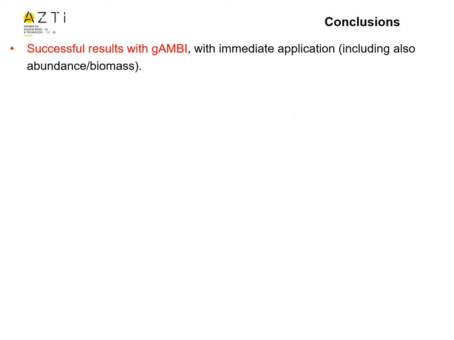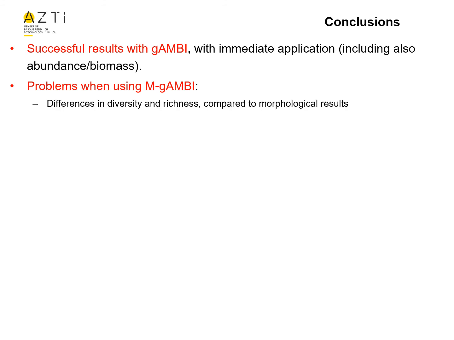As conclusions, we think that we have successful results with gambi with immediate application, including also abundance and biomass, so it can be used already. But still, we are facing some problems when calculating M-gambi. The difference comes mainly from diversity and richness compared with the morphological results.